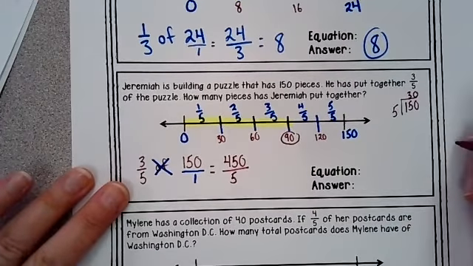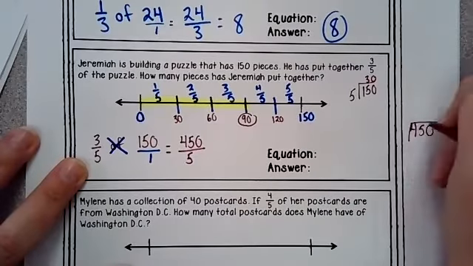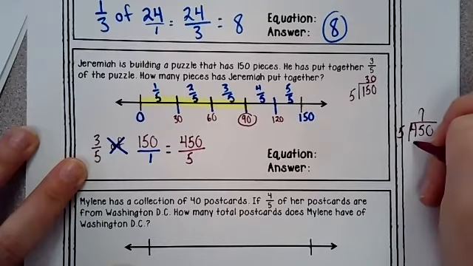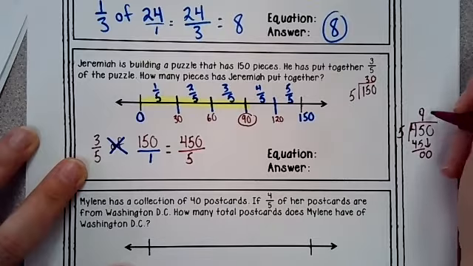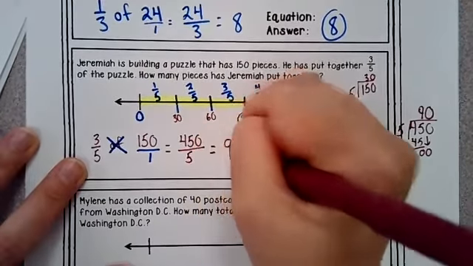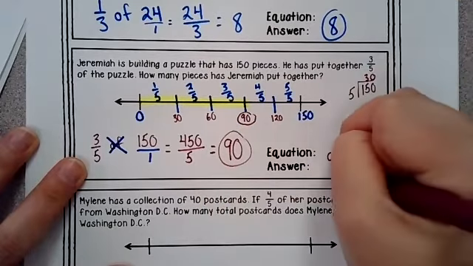So you need to take 450, I'm going to come over here, 450, and you need to divide it by 5. 5 goes into 45 9 times. 9 times 5 is 45. Subtract, you get a 0, bring down the 0, and 5 goes into 0 zero times. Okay, so your answer is 90, just like we said when it was on the number line.